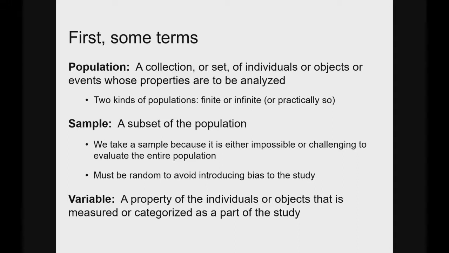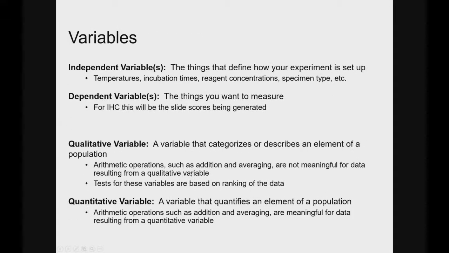In algebra, it was the x and the y, right? And x could have any number of different values depending on the scenario, and that's the same thing here. So a variable, we could have all kinds of different sorts of variables here, whether it's the temperature we're looking at, the intensity of our stain, any of those things, right? Those are the variables that we're looking at.